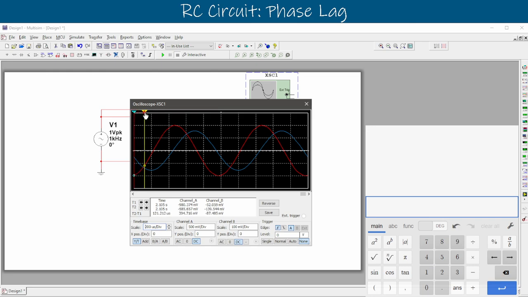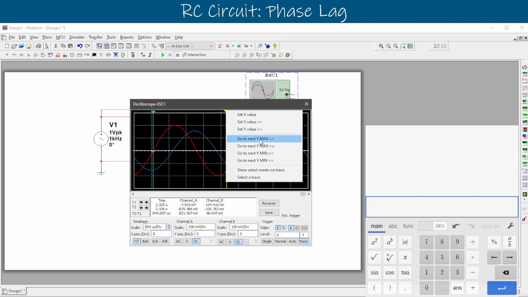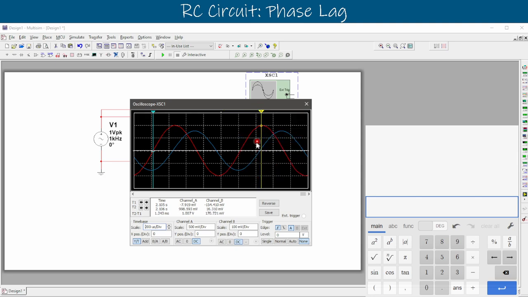Okay, so we are going to measure the peak voltage first, and that is going to be our period. We're going to right-click on the yellow marker, choose next maximum, and that is at the top peak of that red signal. Then we'll grab that blue one, right-click, go to next maximum, and those are the 2 top peaks, and that gives us our frequency in terms of time.